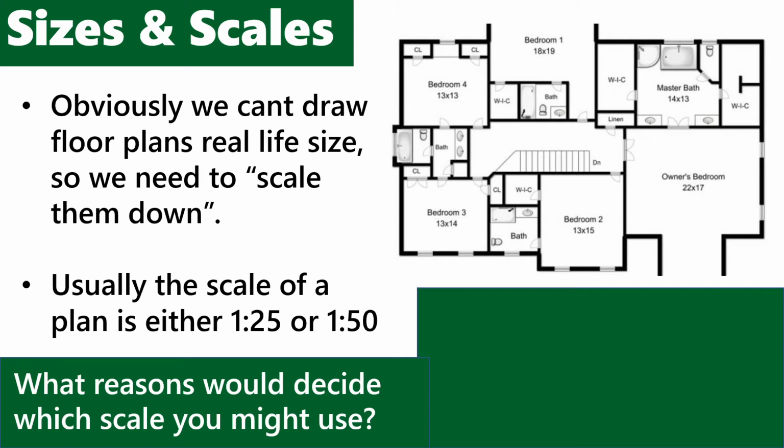So 1 to 25 means that it's 25 times smaller on the page than it is in real life. And 1 to 50 means that it's 50 times smaller on the page than it is in real life. Again, I'm going to pop up some of my answers in a minute. I'd like you to have a think, write those down on your page. What reasons do you think might need the scale to change?